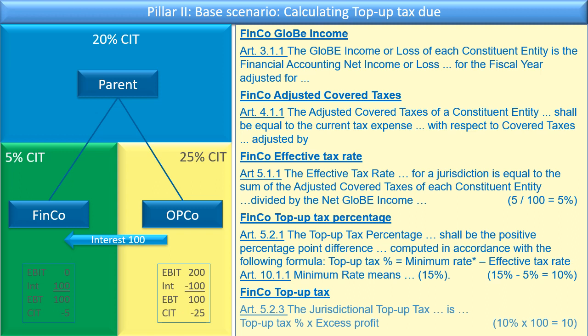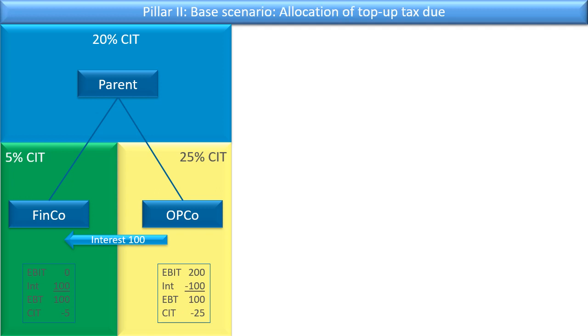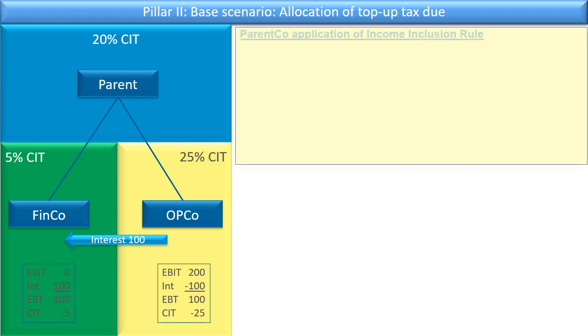And then the top-up tax will be defined in Article 5.2.3, and it says the jurisdictional top-up tax is the top-up tax percentage, which we know is 10%, times the excess profit, and in our case for FinCo, the excess profit was just assumed to be the full 100. So the FinCo top-up tax is 10, and now ParentCo has to pay this 10. So let's see how that happens.